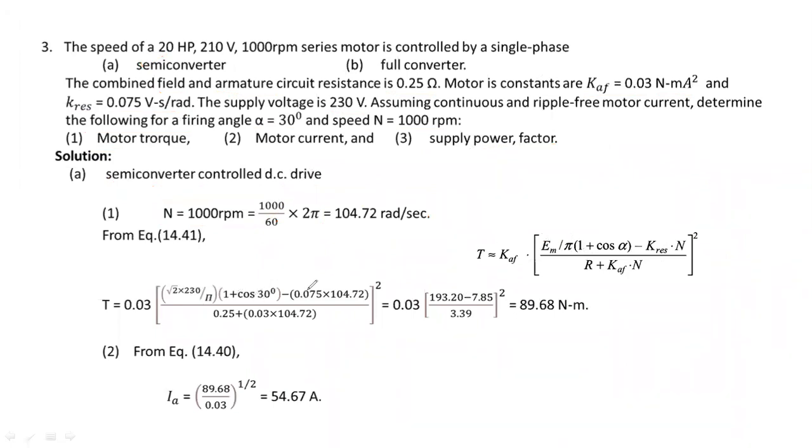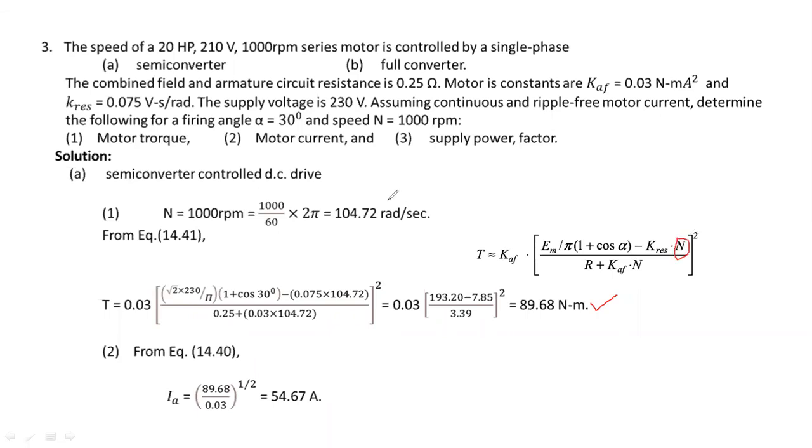After substituting, the formula looks like this. If you simplify this directly, you will get the torque value as 89.68 Newton meter. We have to calculate the torque. We know the torque equation directly, and all the parameters in this torque equation are given in the problem. Substitute them. The only thing we need to do is the speed conversion.